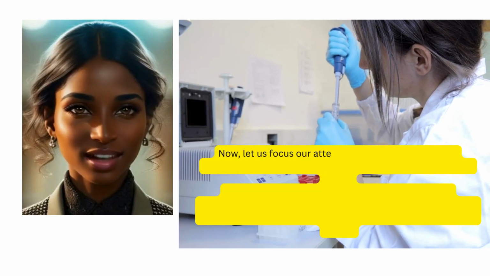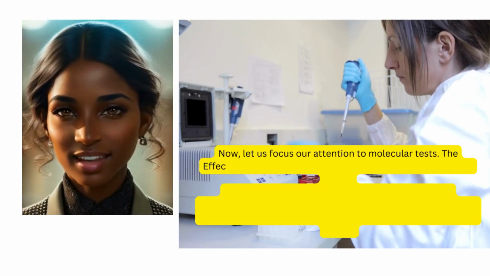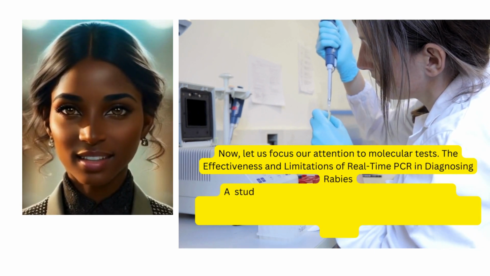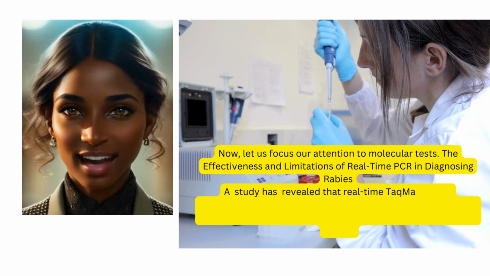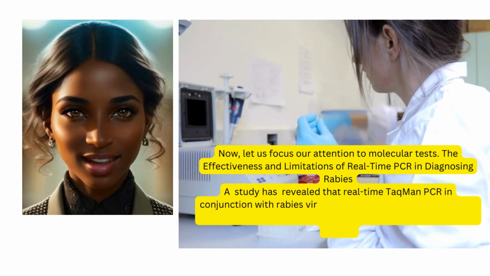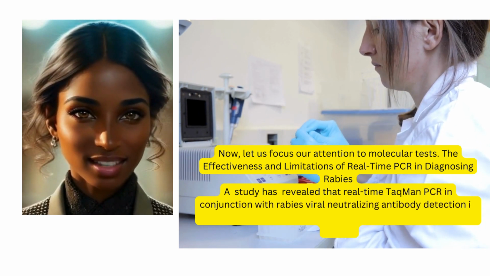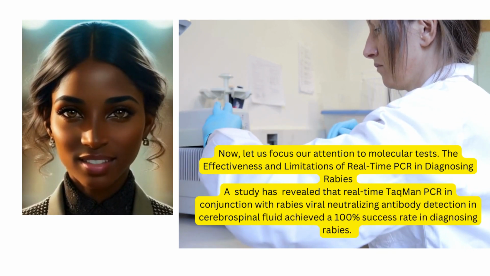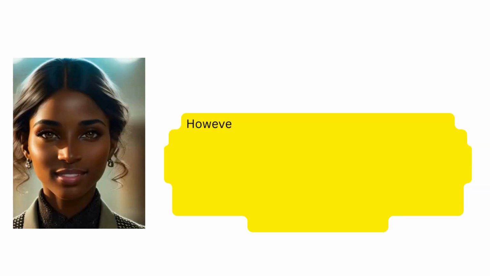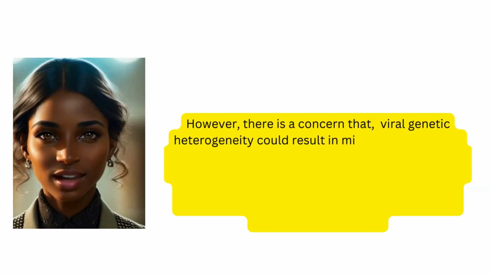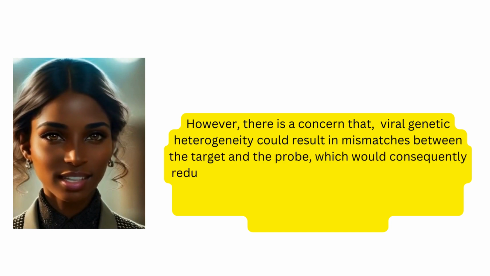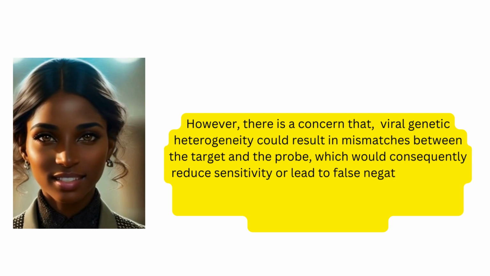Now, let us focus our attention on molecular tests. The effectiveness and limitations of real-time PCR in diagnosing rabies. A study has revealed that real-time TaqMan PCR, in conjunction with rabies viral neutralizing antibody detection in cerebrospinal fluid, achieved a 100% success rate in diagnosing rabies. However, there is a concern that viral genetic heterogeneity could result in mismatches between the target and the probe, which would consequently reduce sensitivity or lead to false negatives.